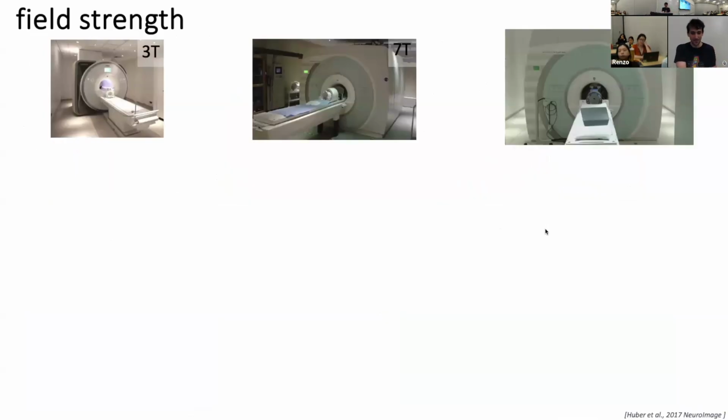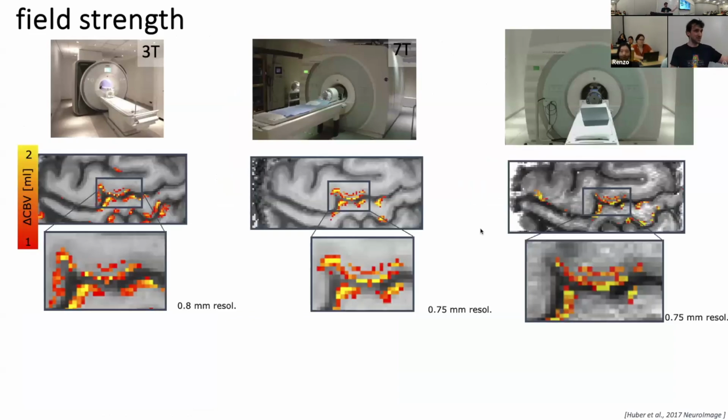At the end of the day, you can do high resolution on any scanner you want. You have different challenges for the same person at 3 Tesla, 7 Tesla, 9.4 Tesla, but the best scanner at the end is always the scanner you have access to.